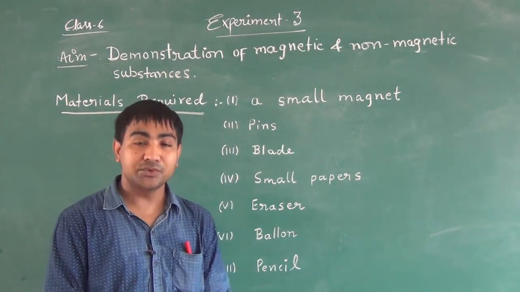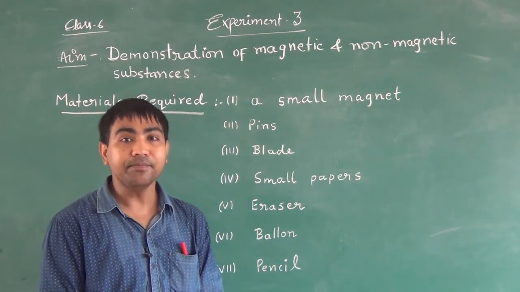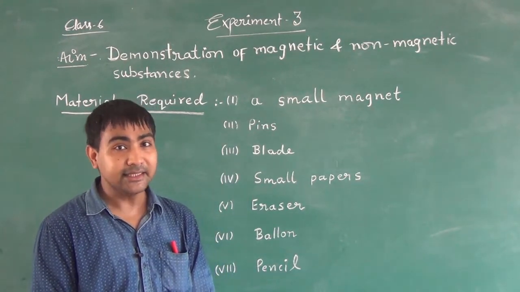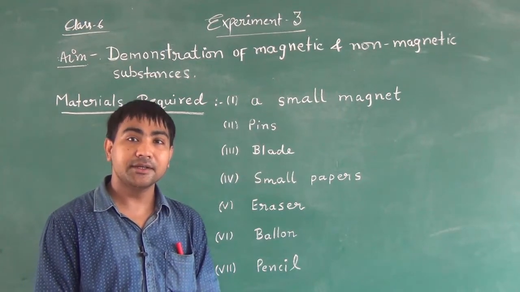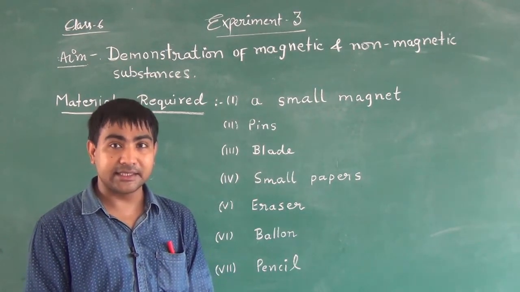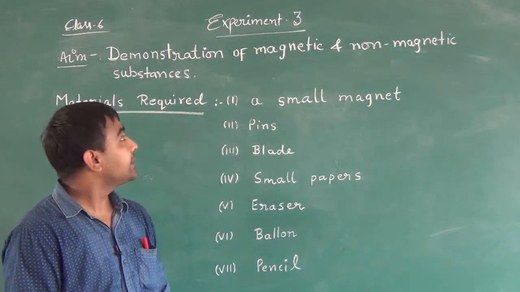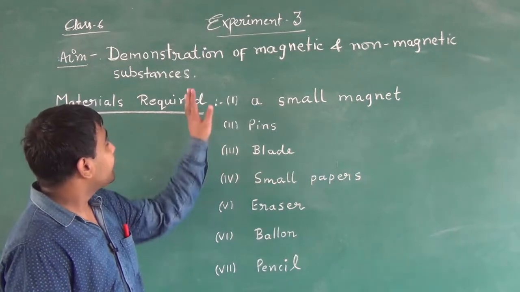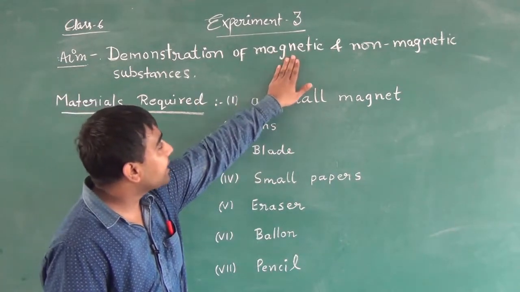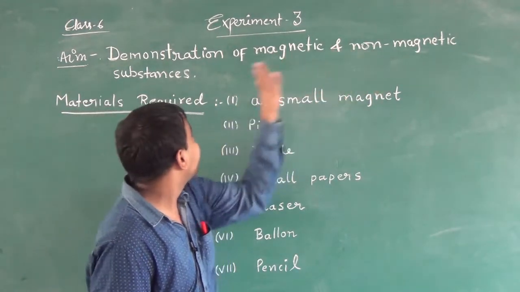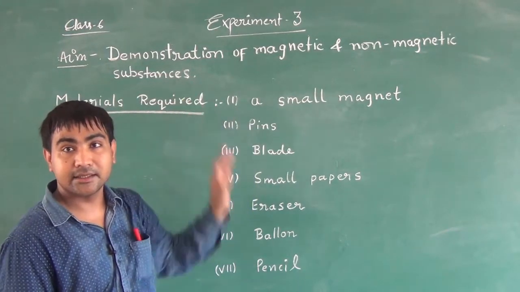Good morning students. Today we will conduct an activity of class 6 science chapter 13, Fun with Magnets. In this activity we will learn about magnetic and non-magnetic substances.